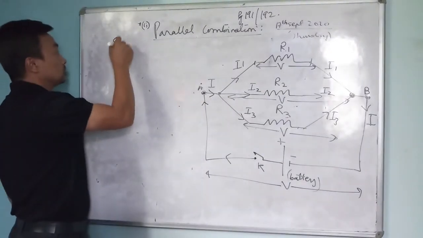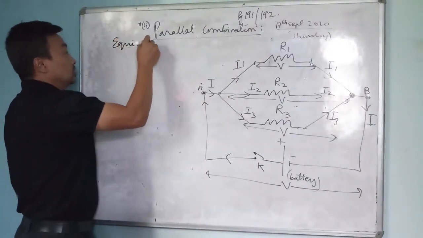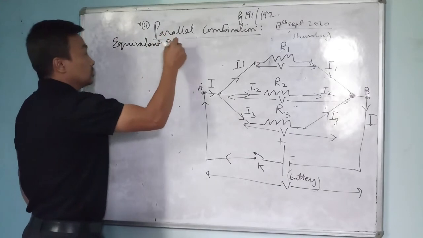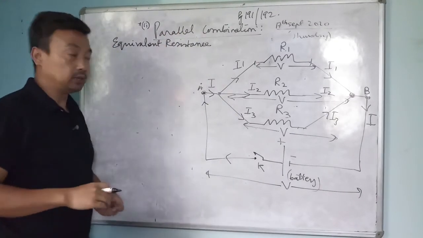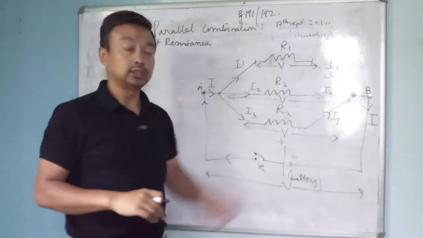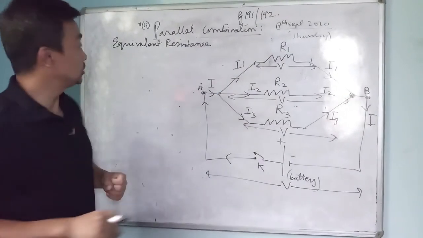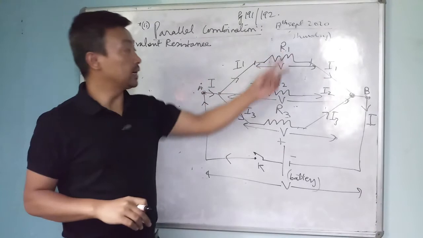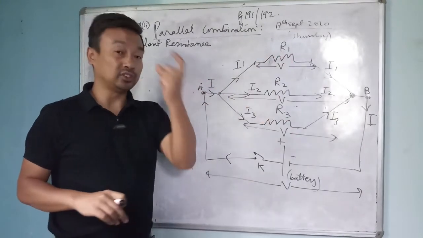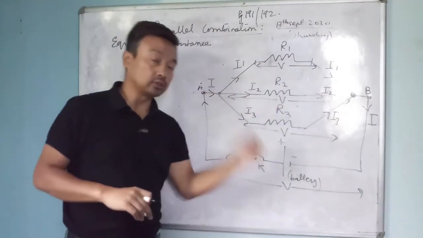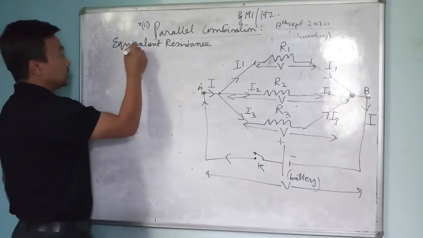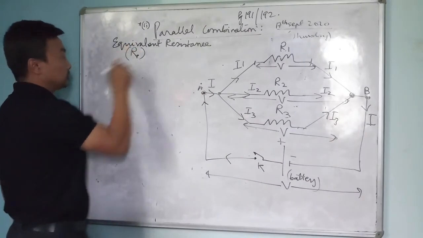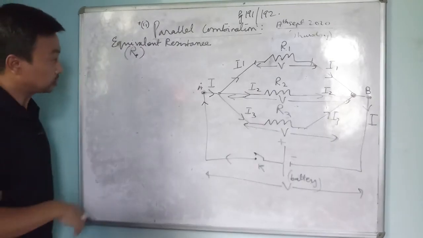So write down equivalent resistance. As I have already told you, equivalent resistance is same as the total resistance, or it is same as the effective resistance. That means we have to reduce this into a single resistance for the entire circuit when they are connected in parallel. So we can write this as RP. Suppose P stands for parallel.